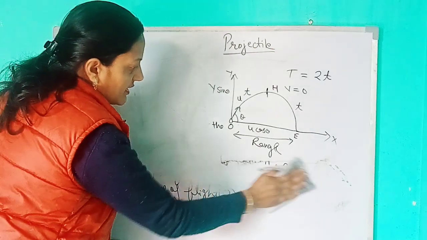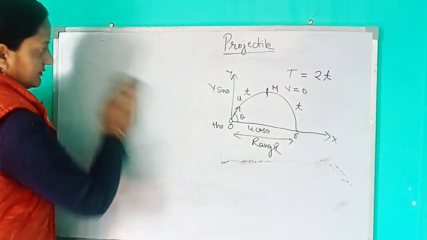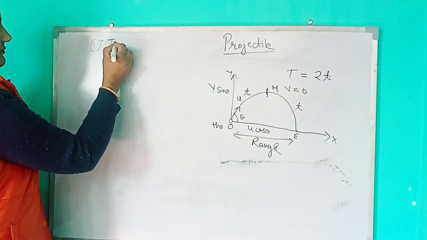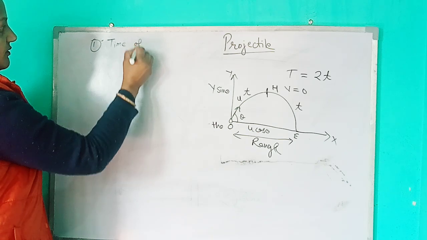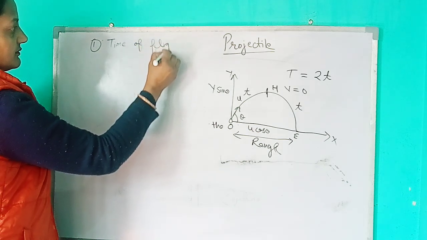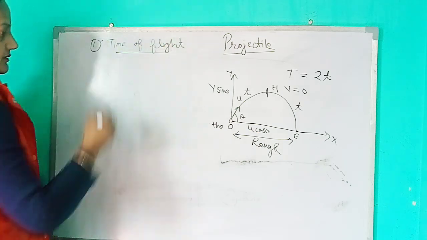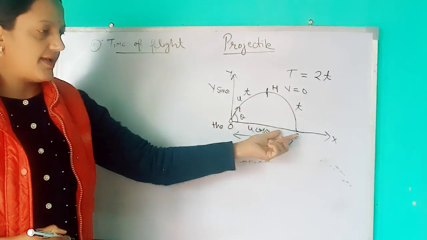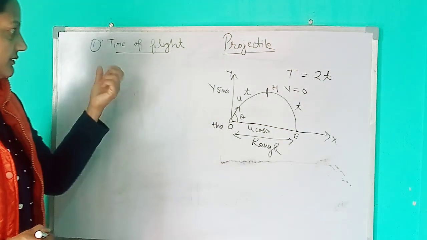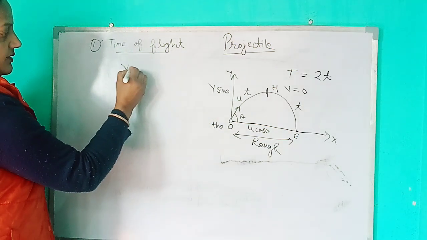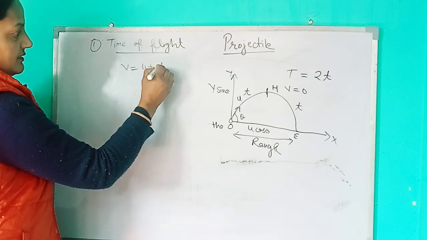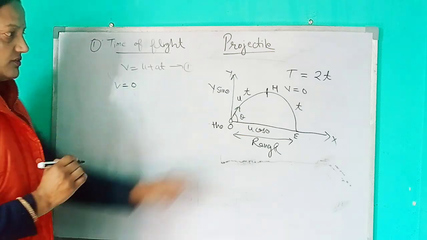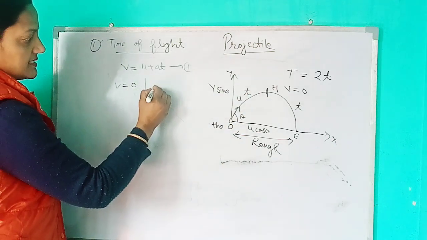Now first of all we have to discuss time of flight. How much time will it take to reach back to the ground? So if we take this formula, v is equal to u plus at, this is equation number 1, because here the velocity v is equal to 0 and a is the acceleration.